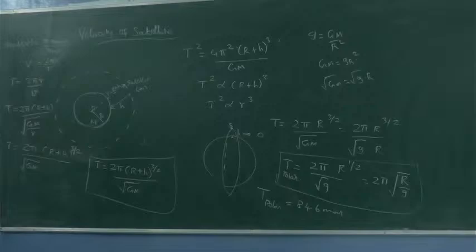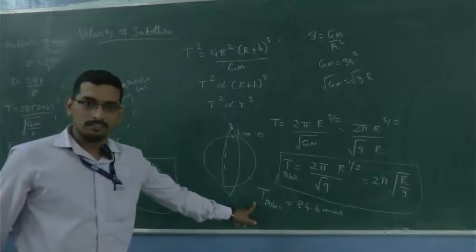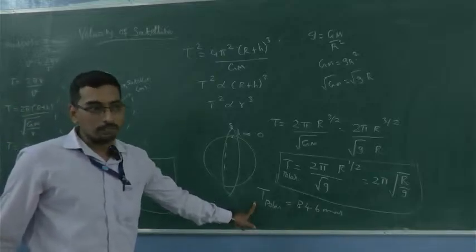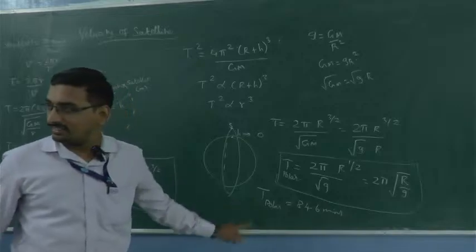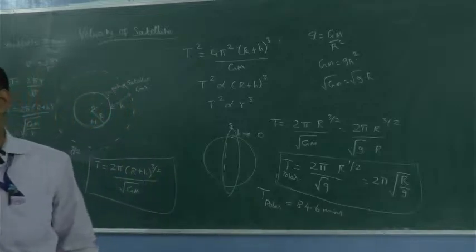Now tell me, what is the time period for geostationary satellite? 24 hours. Why? Earth will take 24 hours to complete one rotation. அப்ப geostationary satellite 24 hours time will be taken. இங்க calculate பண்ணிருக்கிறது polar satellite. ஓகேவா? இப்போ நான் பேசிட்டே இருந்தது geostationary satellite.